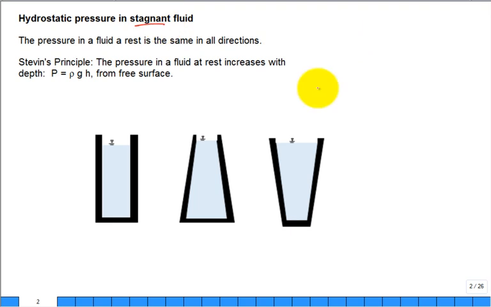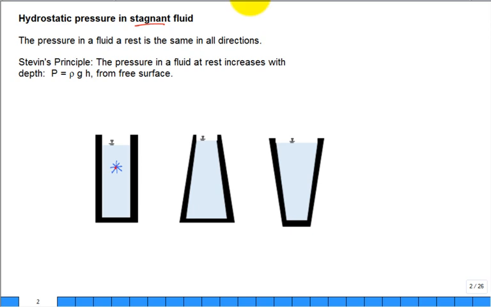If I have a point of interest right here in this static fluid, I can cut an area this way, this way, this way, this way, and no matter what the orientation of that small area at that point, the pressure is the same normal force per unit area.